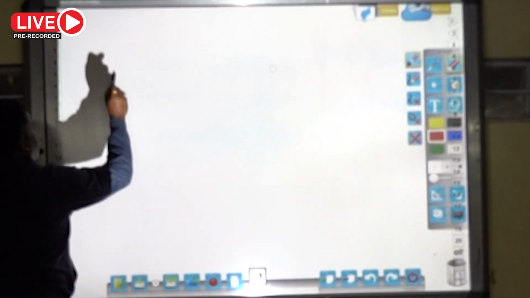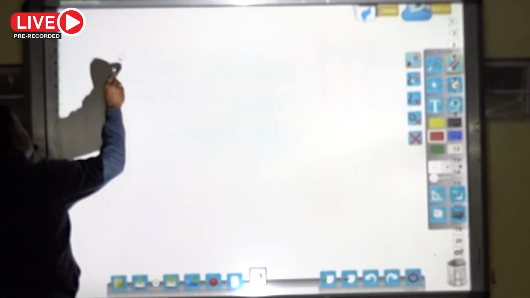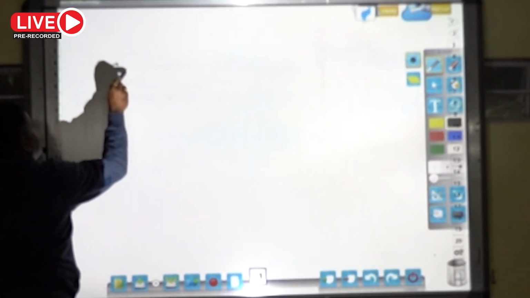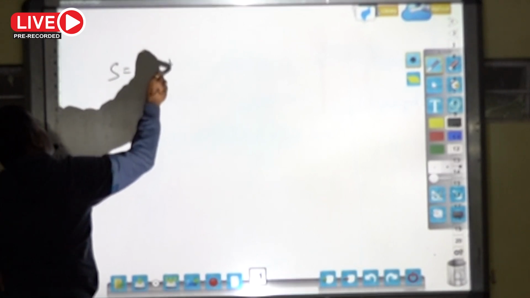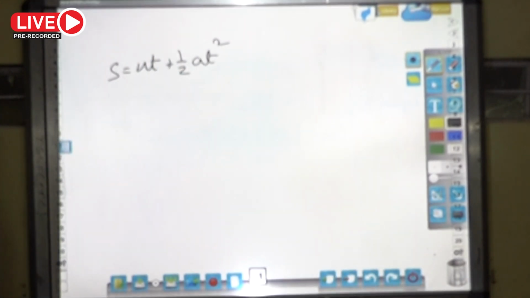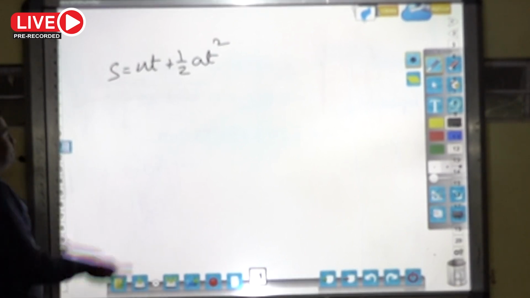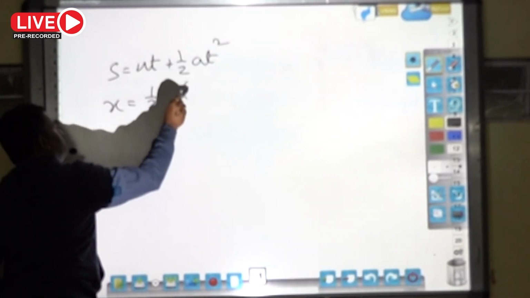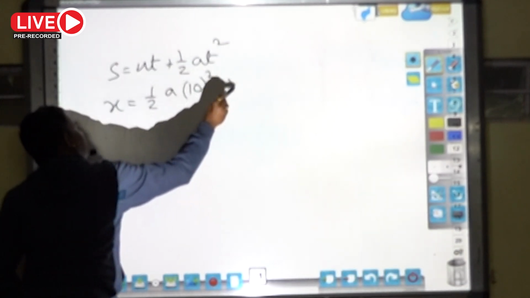See, we have to use this equation twice: s equal to ut plus half at square. In the first part, it starts with initial velocity 0, and in 10 seconds it covers a certain distance, mentioned as x. So we can consider x equal to half a into 10 square. This is my first equation.